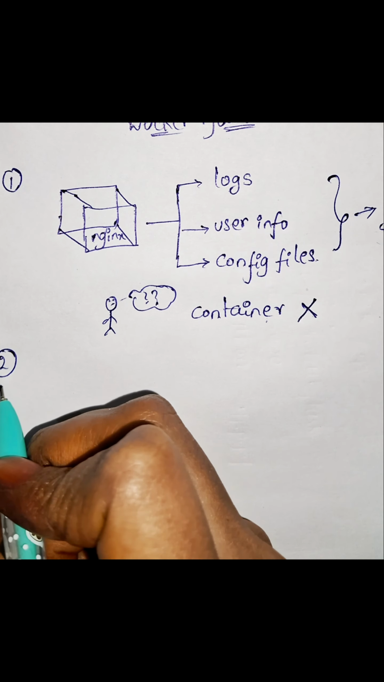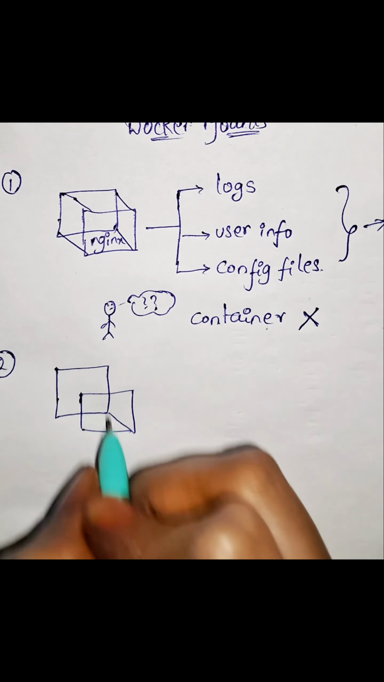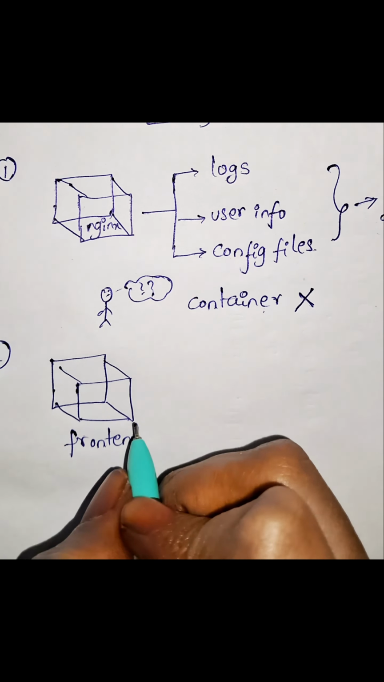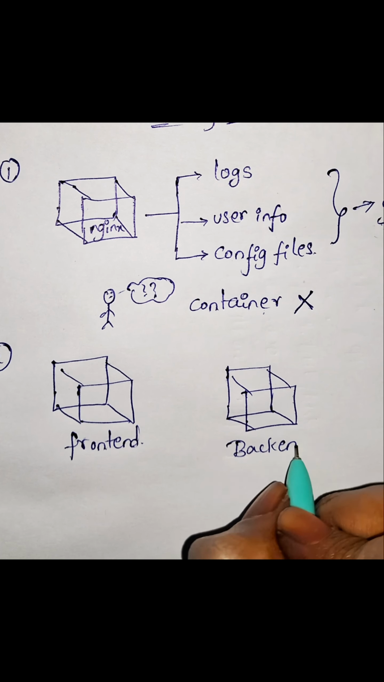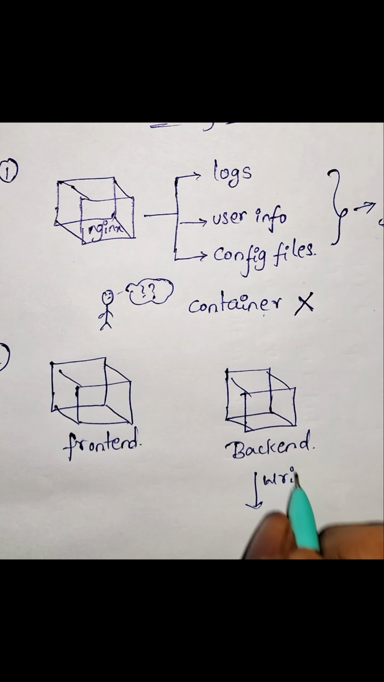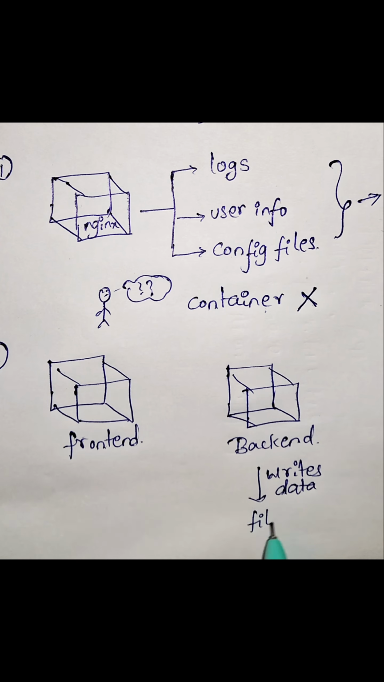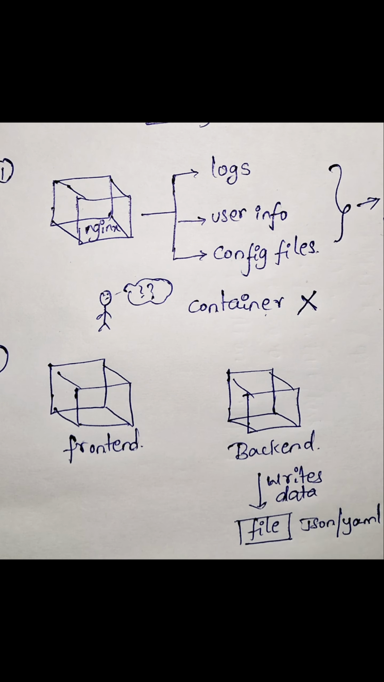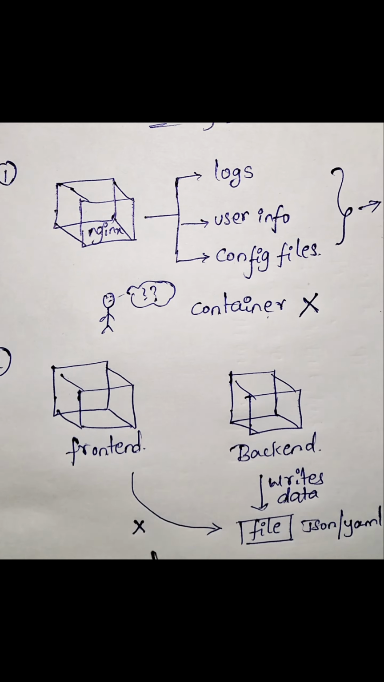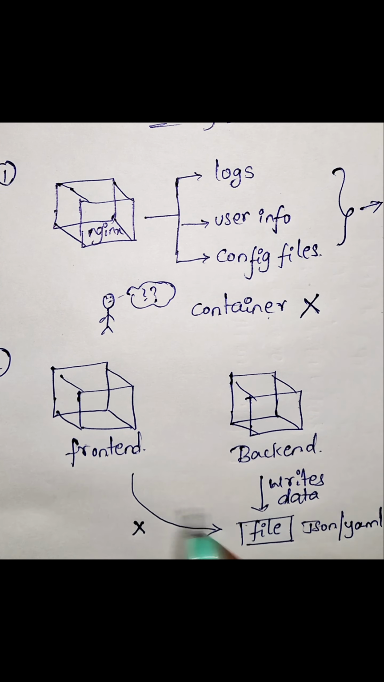Then we have the second one. If you have two containers, for example, one front-end container and one back-end container, and the back-end writes data to a file, the other container can't read that file, because containers cannot directly access host folders and cannot share files by default.